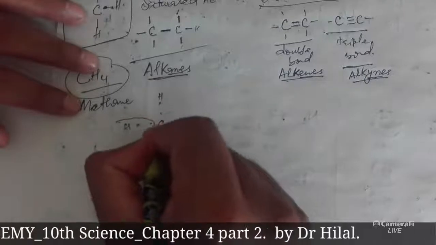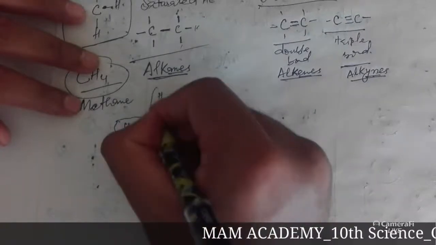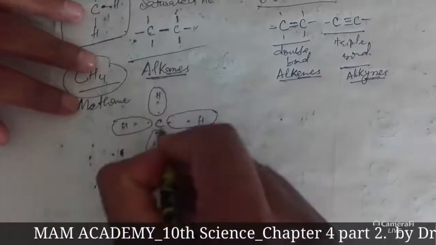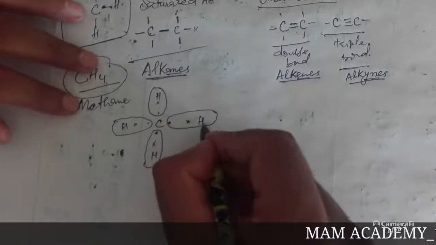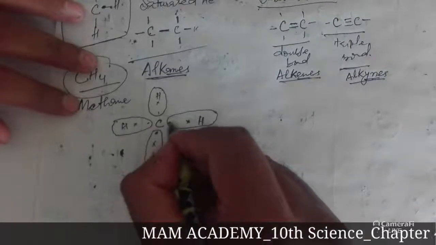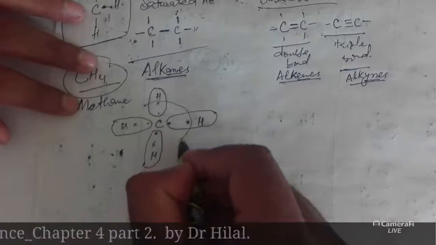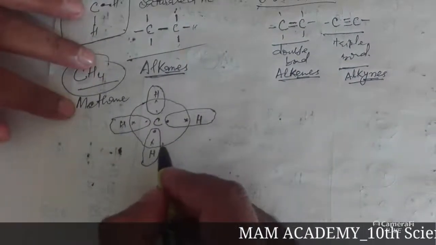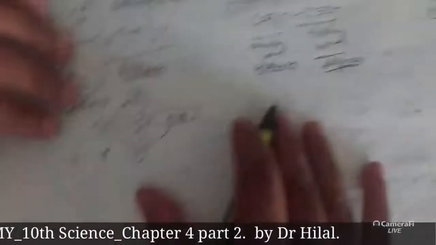So you see, like this it will be made. Now we have, see, each carbon is now paired with one of the electrons of each hydrogen, and each hydrogen's electron is paired with one of the electrons of carbon. So this is the electron dot structure of methane. The formula is this, the structural formula is this.